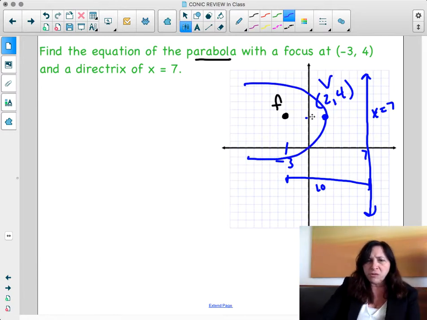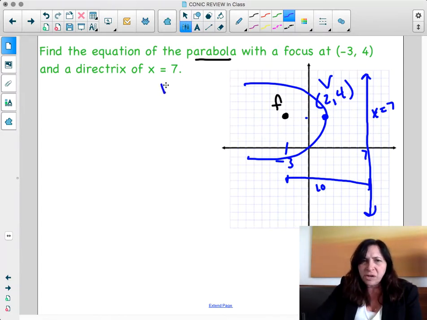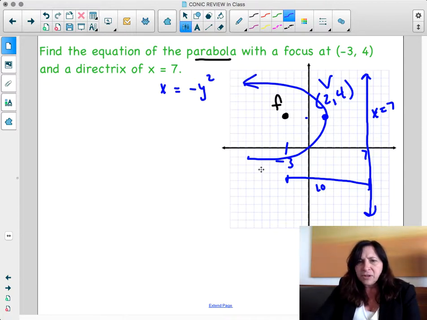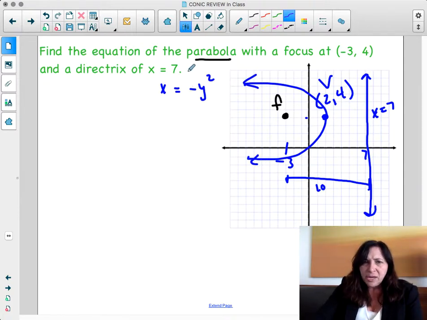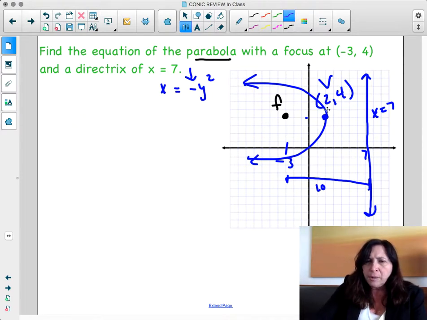So at 2, 4, that's my vertex, which means that my graph is going to do this. Remember, the focus point is always inside that arc. So writing the equation, it's a sideways graph, so we know it's not a y equals graph. It's going to be an x equals negative y squared because it goes to the left, which means this value is going to be negative. Don't forget that because it is opening to the left.